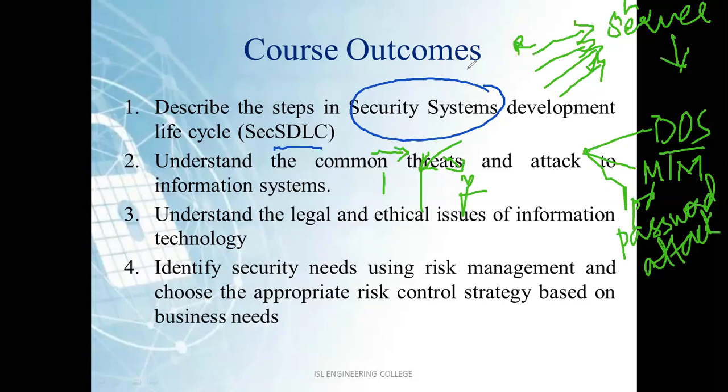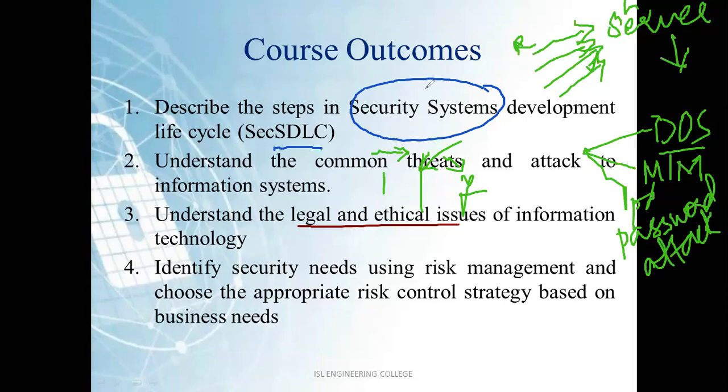Then the third one is to understand the legal and ethical issues of information technology. Legal, I already told you, are the rules and regulations, whereas ethics means how a person behaves, his social behavior. Based upon a person's social behavior, you're going to analyze how this person makes decisions. You're going to understand this.